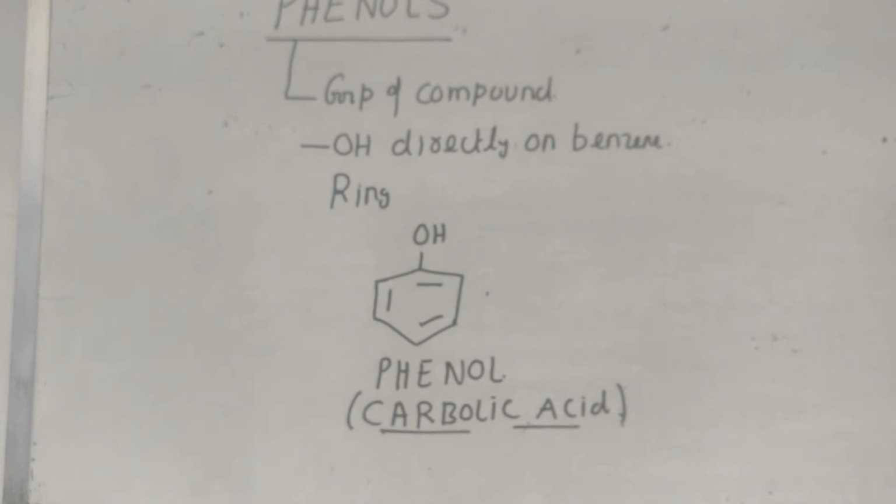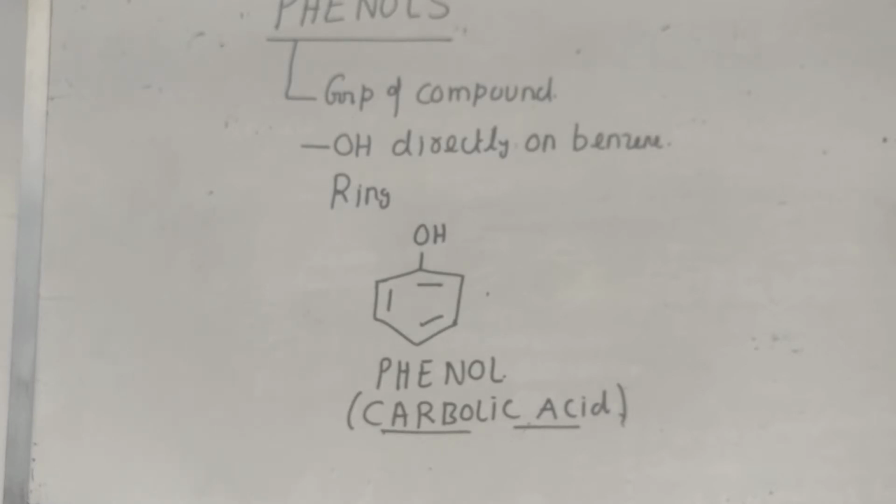So in today's class we'll start with a topic called phenol. What are phenols, as it is written on the blackboard? It is the group of compounds in which OH is directly on the benzene ring. Phenol is known for its antiseptic property. The simplest member on the blackboard is benzene with OH. It's called phenol. It has got acidic nature.